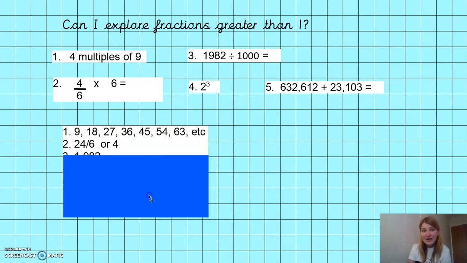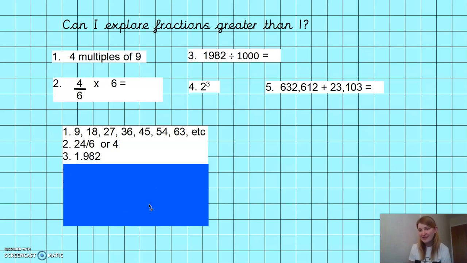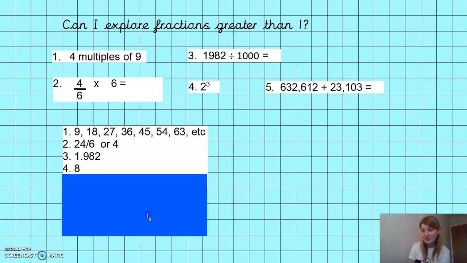Number 3, you've divided by 1,000, which would be 1.982. We're shifting the digits to the right. Number 4 is 2 cubed, 2 times 2 times 2, which is 8. And then number 5, we've got an addition there. So you'd have probably done that. Column method is what I'd have done for that.